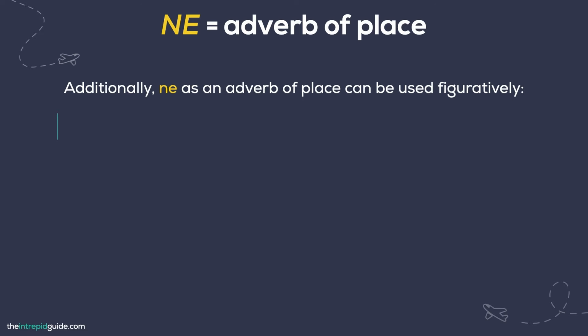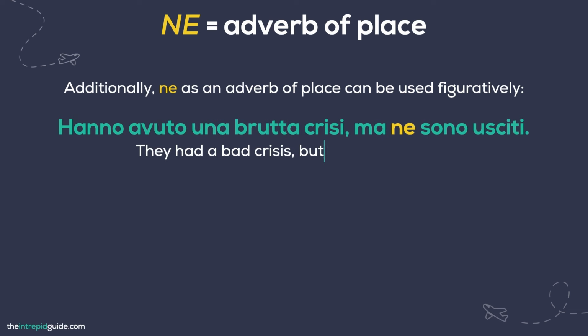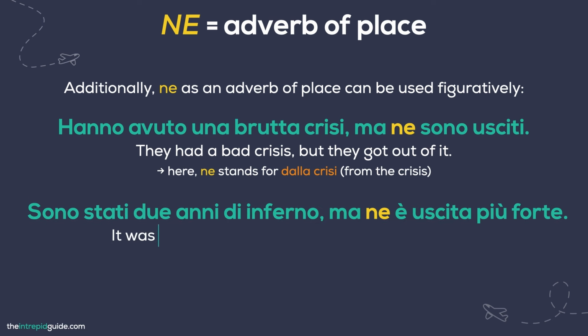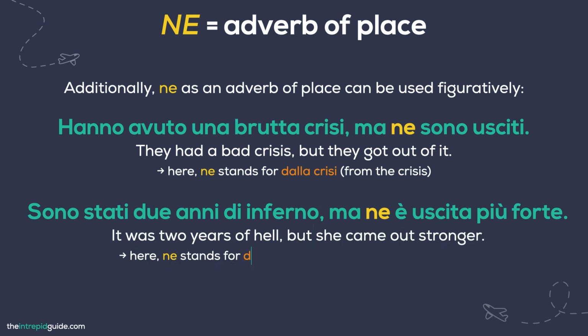For example, Hanno avuto una brutta crisi, ma ne sono usciti. They had a bad crisis, but they got out of it. Here, ne stands for dalla crisi, from the crisis. Sono stati 2 anni di inferno, ma ne è uscita più forte. It was 2 years of hell, but she came out stronger. Ne stands for da quei 2 anni, from those 2 years.